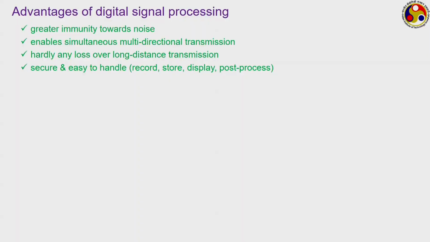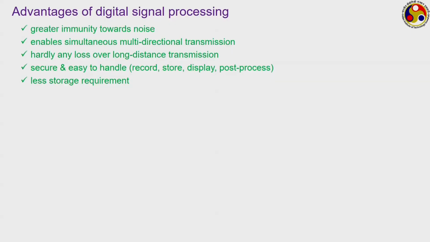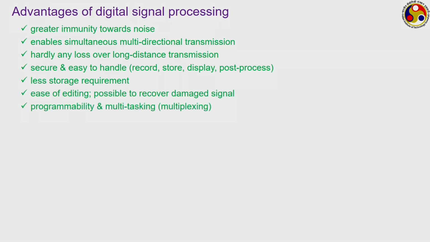Suppose you have the marks of students in a particular class available, and you have stored those marks in a file in your computer. Then anytime you can go back to the file, and whatever kind of post processing you want to do on that, you can do it using a suitable software. And that same applies to any other kind of digital media. Less storage requirement. In fact, almost negligible amount of storage requirement compared to the analog one. We have already given the example of that book. Ease of editing, possible to recover damaged signal as well. We shall be seeing one example also.